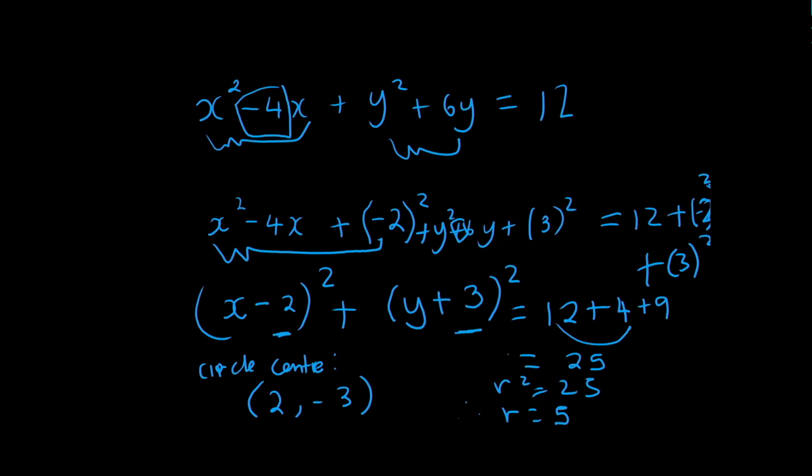Also, another important thing you need to remember is this is always, when we've got x minus a squared plus y minus b squared, it's always equal to r squared. So when you're asked for the length of the radius, we'll say, therefore, length of the radius is equal to 5, not 25. That's an important thing that you need to remember.